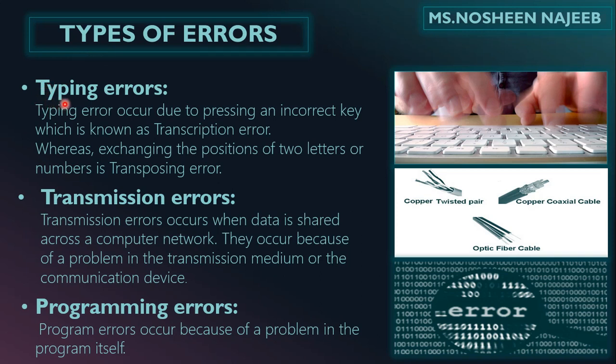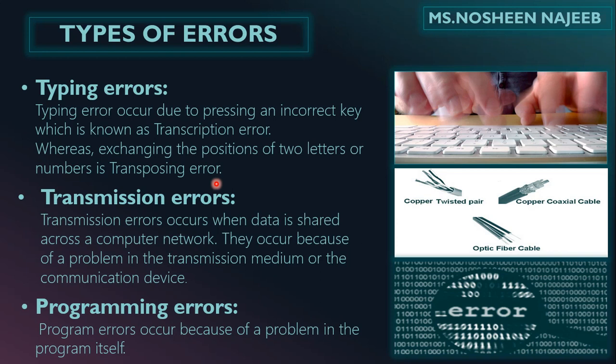First one is typing errors. Typing errors occur due to pressing an incorrect key, which is known as a description error, right? People make typing errors when using the keyboard. They might accidentally hit a wrong key, resulting in a wrong word or number being entered. The word kilobyte might be entered as the wrong kilobyte, like a Y and I difference in it. Such an error is called a description error. Whereas exchanging the position of two letters or numbers is a transposing error.